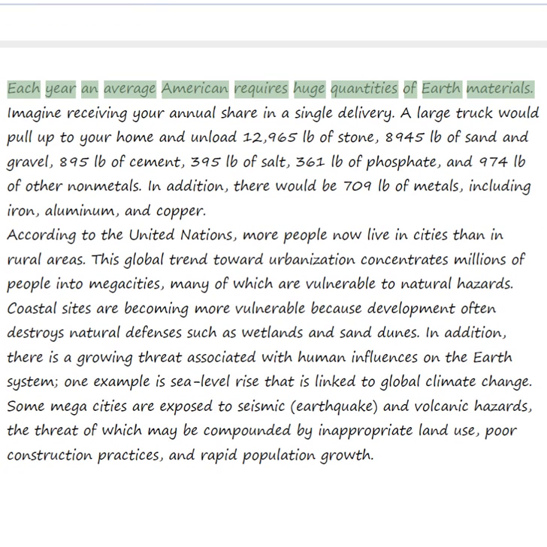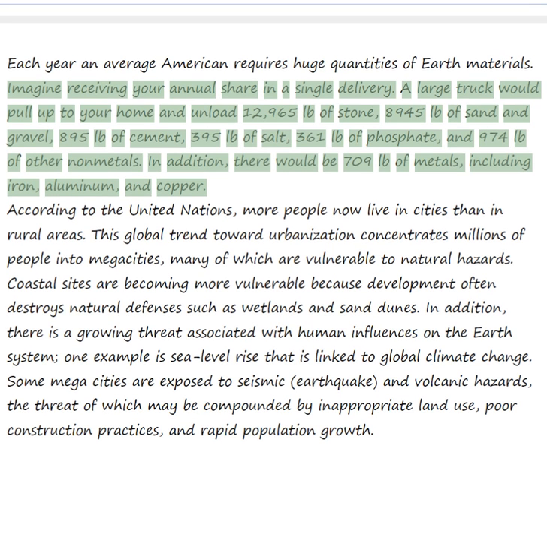Did you know? Each year an average American requires huge quantities of earth materials. Imagine receiving your annual share in a single delivery. A large truck would pull up to your home and unload 12,965 pounds of stone, 8,945 pounds of sand and gravel, 895 pounds of cement, 395 pounds of salt, 361 pounds of phosphate, and 974 pounds of other nonmetals. In addition, there would be 709 pounds of metals, including iron, aluminum, and copper.